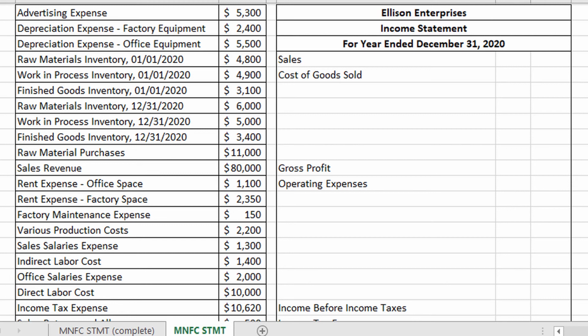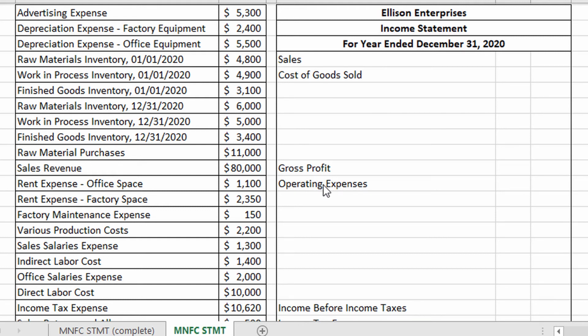the income statement. The income statement for a manufacturer isn't too different from the income statement you would see from a merchandiser. I have the template listed here. We start with sales and then we subtract the cost of goods sold, but unlike with a merchandiser, we have to do a little bit of a calculation to get the cost of goods sold, so that's why we have this blank space here. When we take the sales and subtract the cost of goods sold, we will get the gross profit. Then we need to list all of the operating expenses.